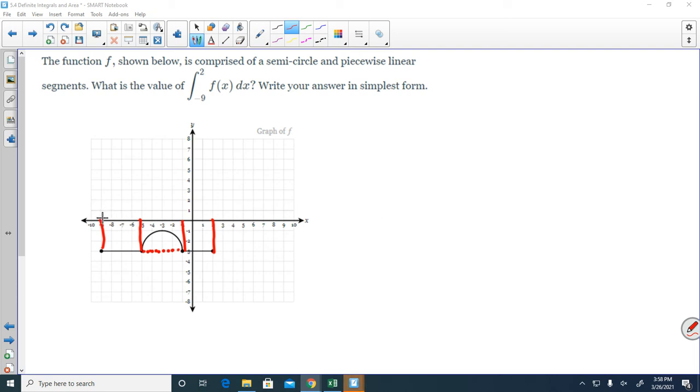First, a rectangle has an area, let's see, 1, 2, 3, 4 times 3. This rectangle has an area of 12. Second rectangle, 1, 2, 3 by 1, 2, 3, that has an area of 9. And then for this piece, I'm going to take the area of the rectangle and subtract the area of the semicircle. So area of the rectangle minus area of the semicircle.